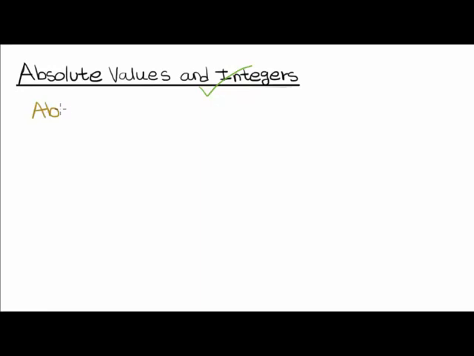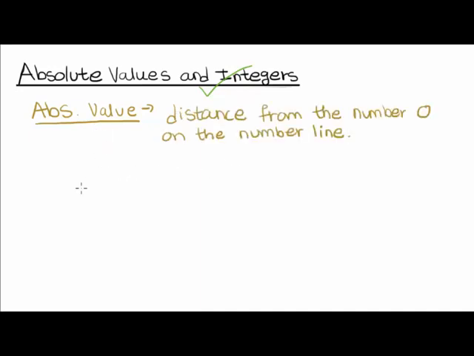So, absolute value. The definition of an absolute value is the distance from the number 0 on the number line. Okay? Now, you're probably wondering, well, how do we measure this distance? Well, the measurement of this distance is, in most textbooks, units. So they'll just say 3 units to the left of 0 is the number -3.